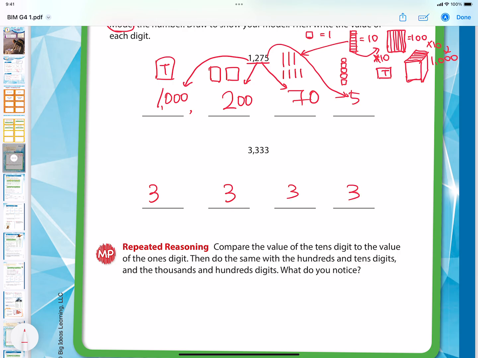And then I'm going to draw 1, 2, 3 small pieces. That represents 3, and I need 1, 2, 3 sticks, which means it represents 30. And I need 3 squares, which means 300. And I need 3 cubes, I'm sorry, not squares, cubes. So I can put this 1000 on it, and this 3 represents 3000.